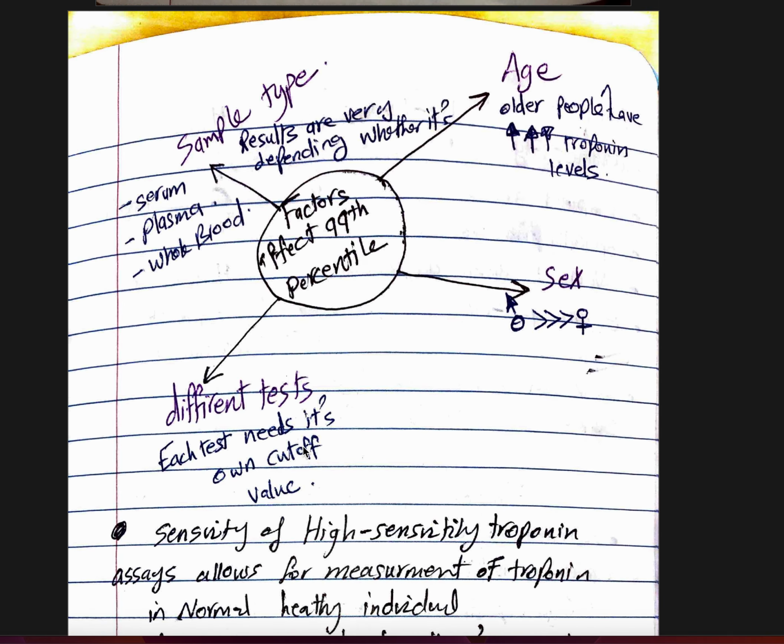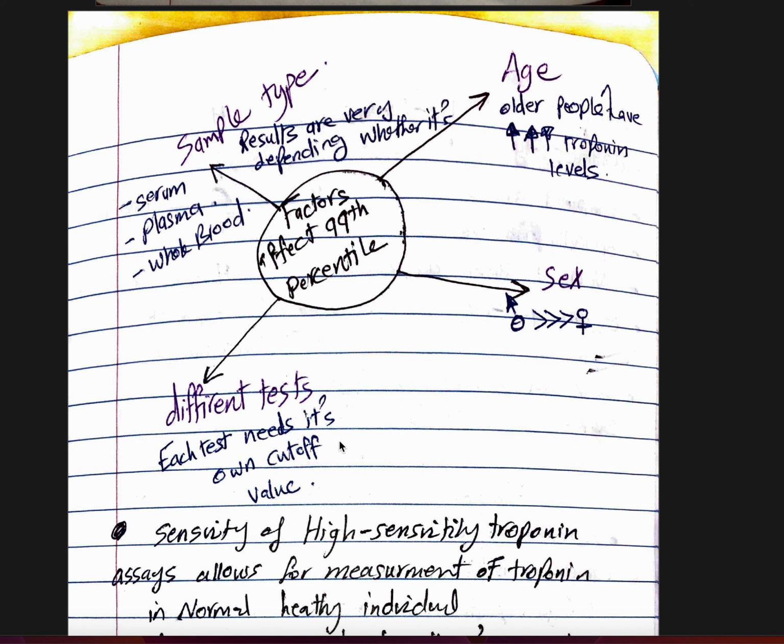And then we're talking about the factors that affect the 99th percentile. The first one is age: older age, higher troponin levels. We should care about this. Older people contain a larger amount of troponin. So if we measure an increase, we should consider the age, because maybe normally there is an increased troponin level. And as you can see here, about the sex, the male is more than the female in troponin level.